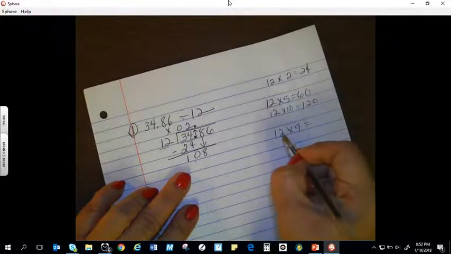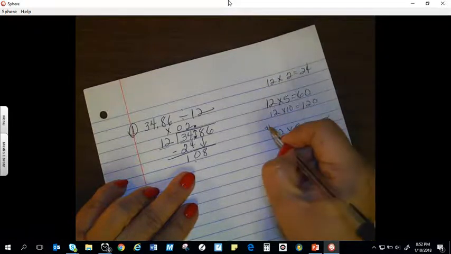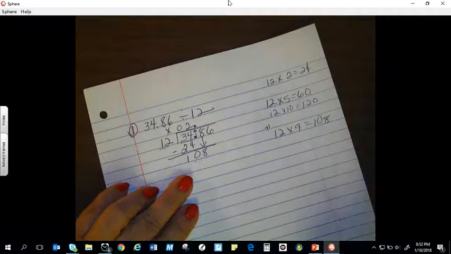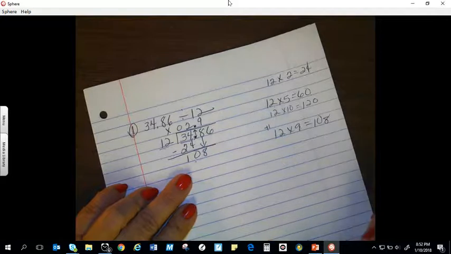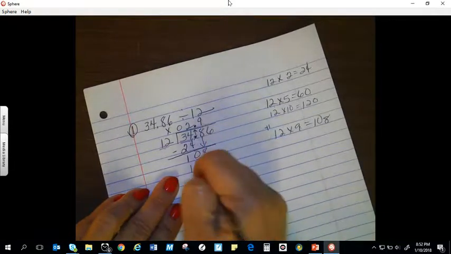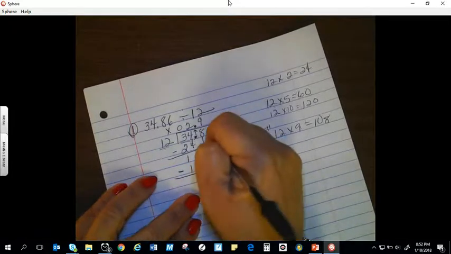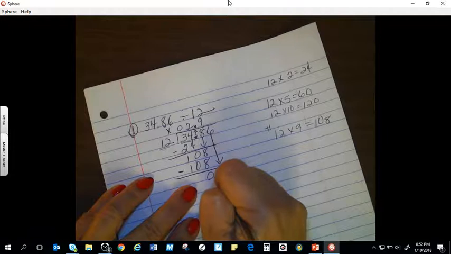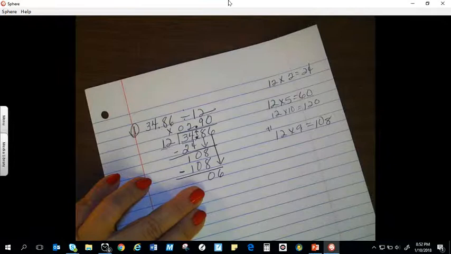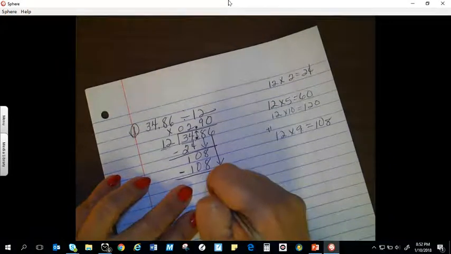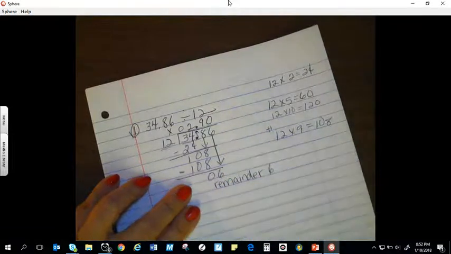So I'm going to reduce that now to 12 times 9. I know that 2 times 9 is 18, carry my 1. 9 times 1 is 9 plus 1 is 10. And so I will put my 9 right above my 8 because that doesn't change. And so 12 times 9 is 108. I'm going to subtract that out, and that is 0, and I'm bringing down my next number, 6. Well, 12 cannot go into 6, so that leaves me with 0, and I have a remainder then of 6.